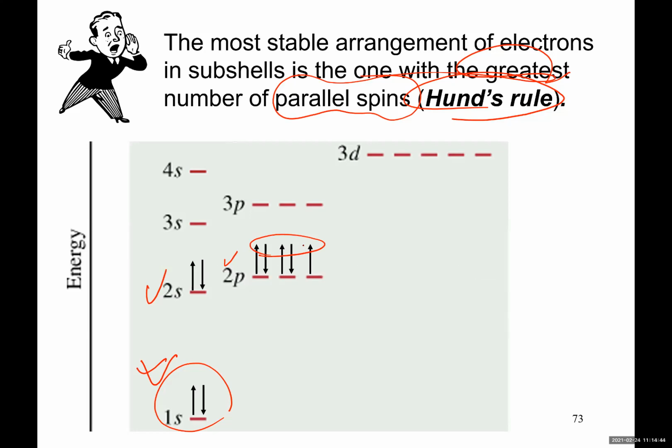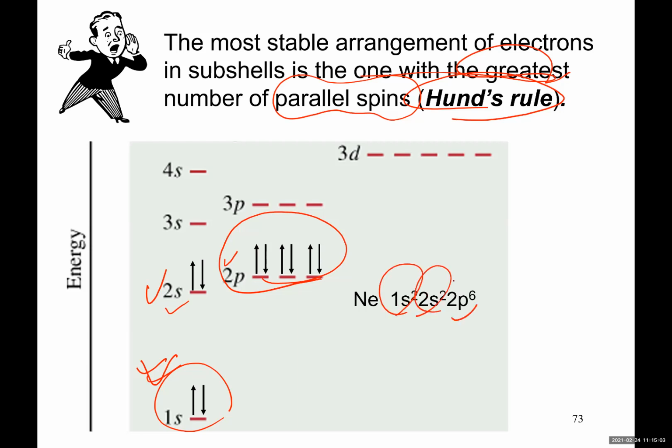And neon with 10 electrons, we are going to complete the 6 electrons that the 2p subshell can accommodate. And then 4 electrons in 2s and 1s. So 1s2, 2s2, 2p6. That's the electron configuration of neon.